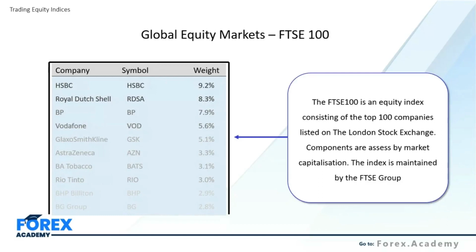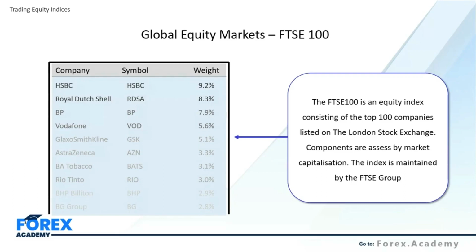Having a look at the FTSE 100 here, it is an equity index consisting of the top 100 companies listed on the London Stock Exchange. Components are assessed by market capitalization, and the index is maintained, of course, by the FTSE Group. So it's a little more of a mix in terms of sectors. Obviously, it is not designed to give support or more strength to one particular sector. Being the top performing equity index within the United Kingdom, it has a good selection of diversified stocks.